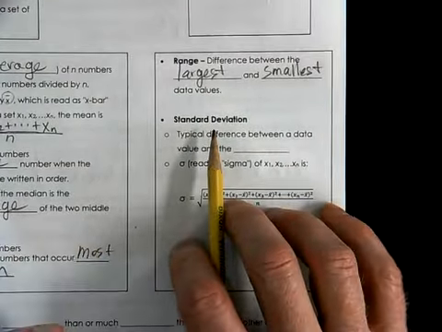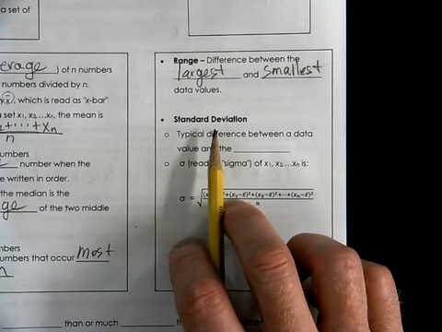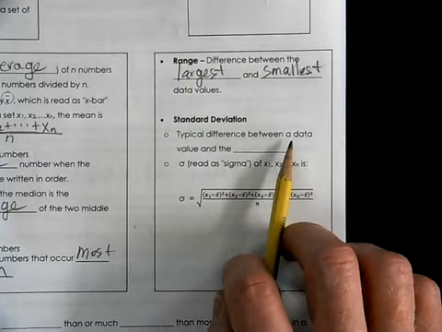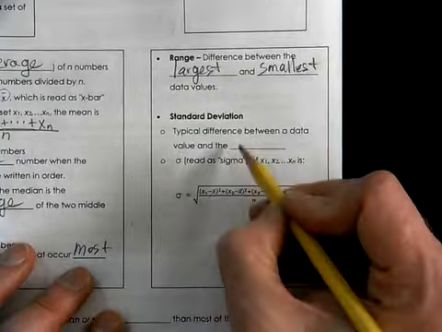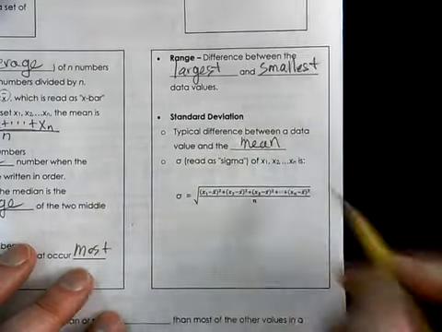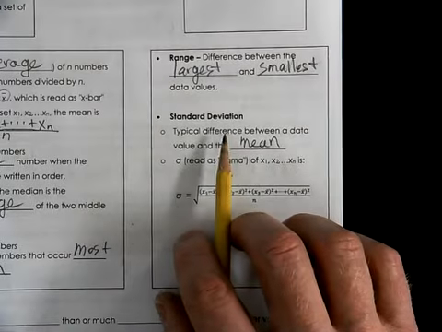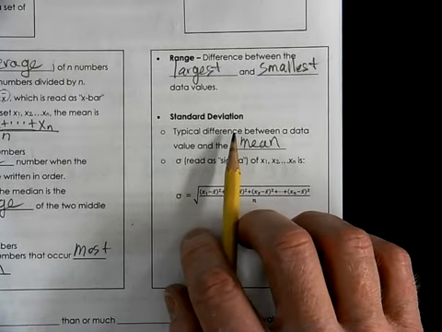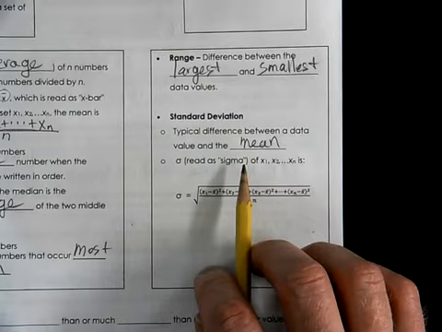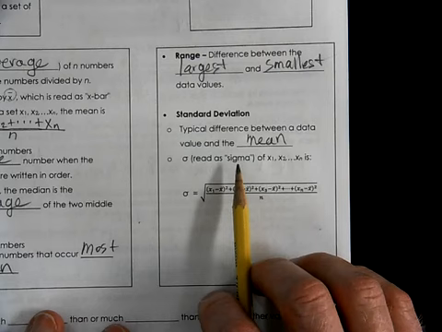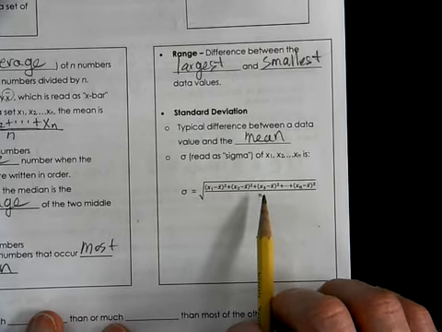Another one which might be new to you is called standard deviation. It's a typical difference between a data value and the mean, or the average, of that data set. So you're looking at the distance between each of the data values and the mean, and you're trying to get an average of that.